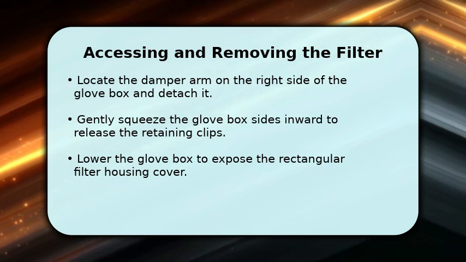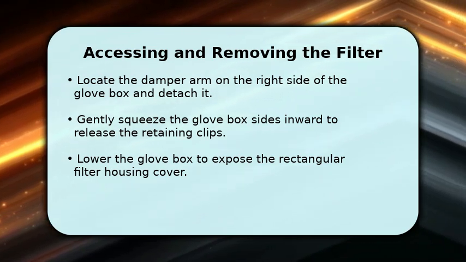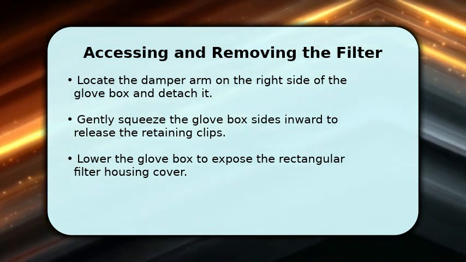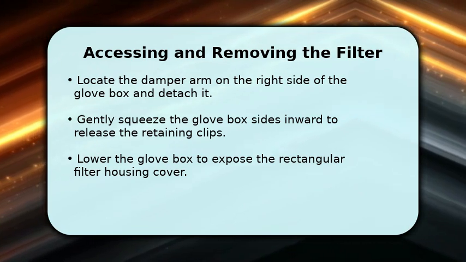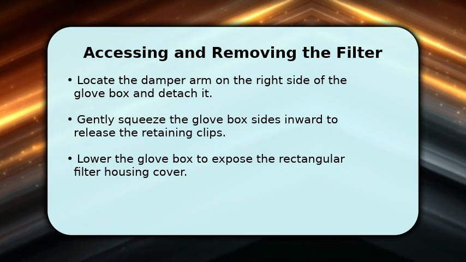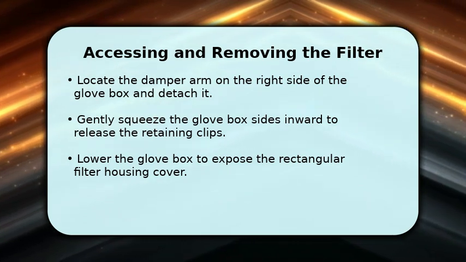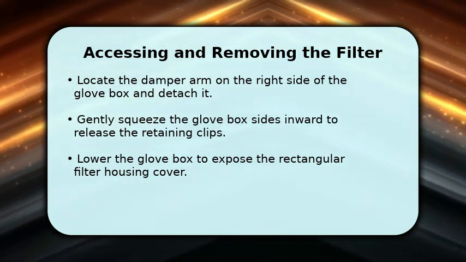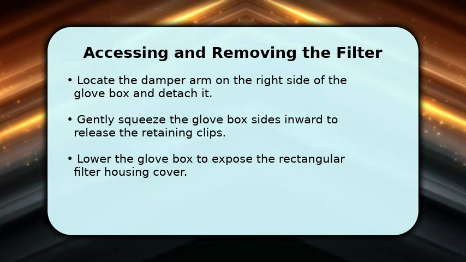Next, carefully push in on both sides of the glove box to release the retaining clips, allowing it to swing down completely. You will now see a rectangular cover. Unclip the two tabs on its sides and slide out the filter tray containing the old, dirty filter. Take note of the airflow direction.